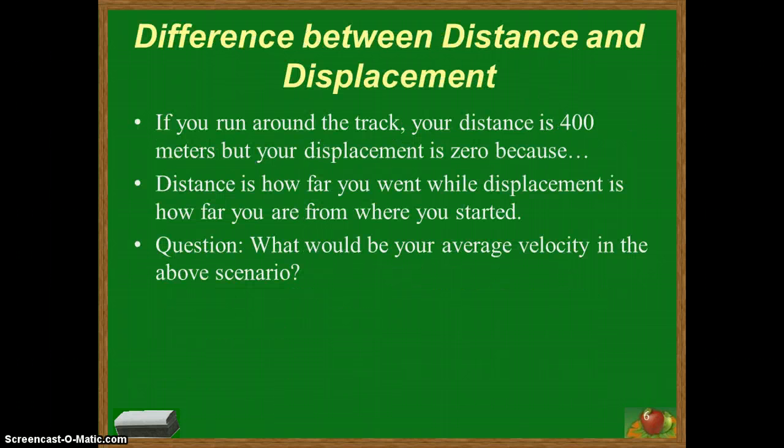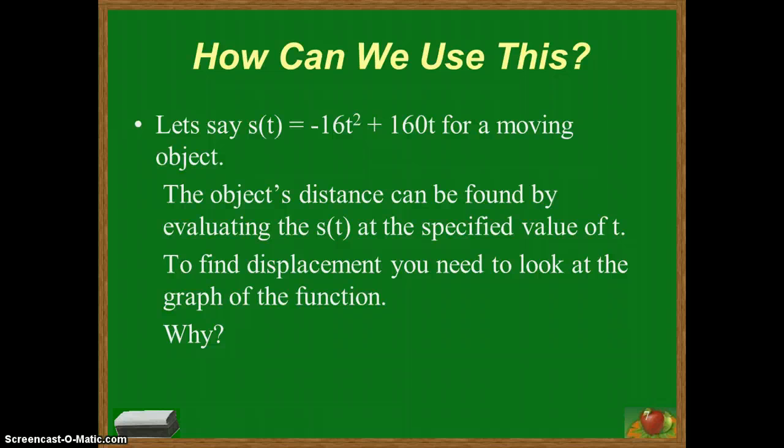Difference between distance and displacement. This is fairly simple. If you run around the track, your distance is 400 meters, but your displacement is 0, because you basically have ended up where you started. Okay, distance is how far you went. Displacement is how far you are from where you started. Okay? How can we use this?